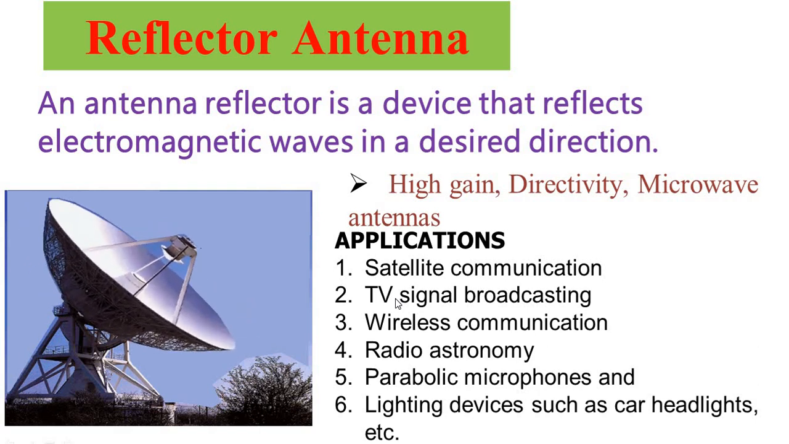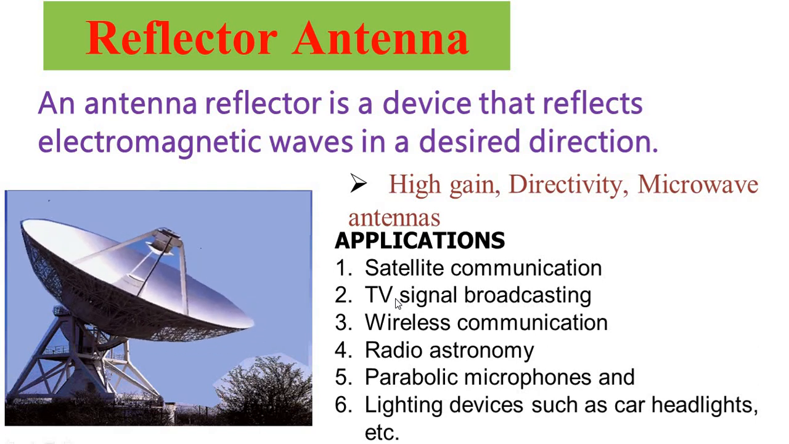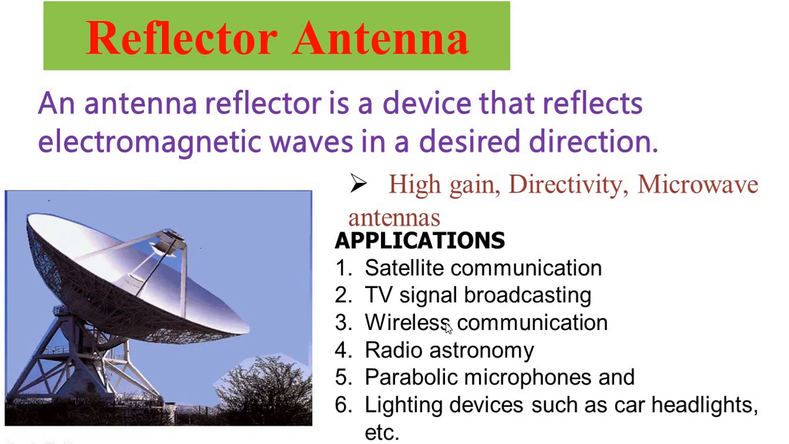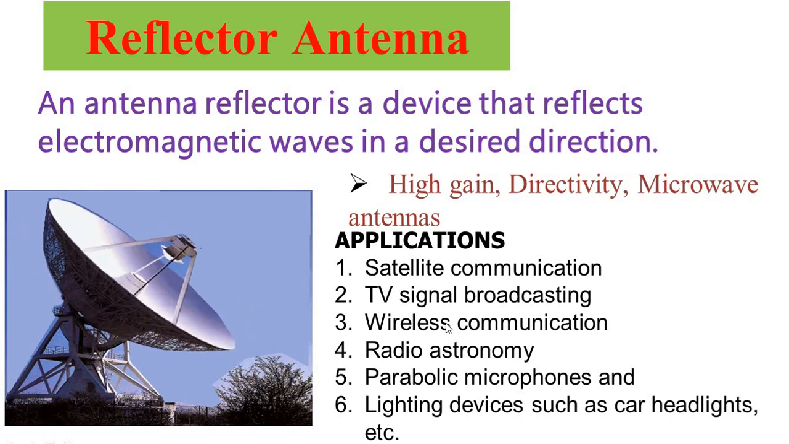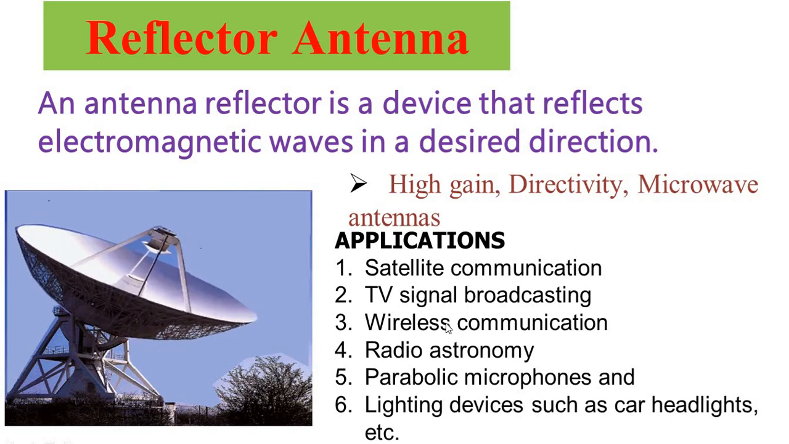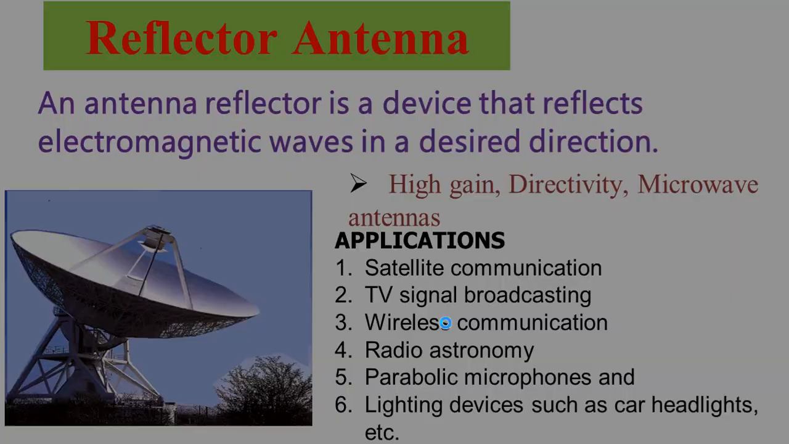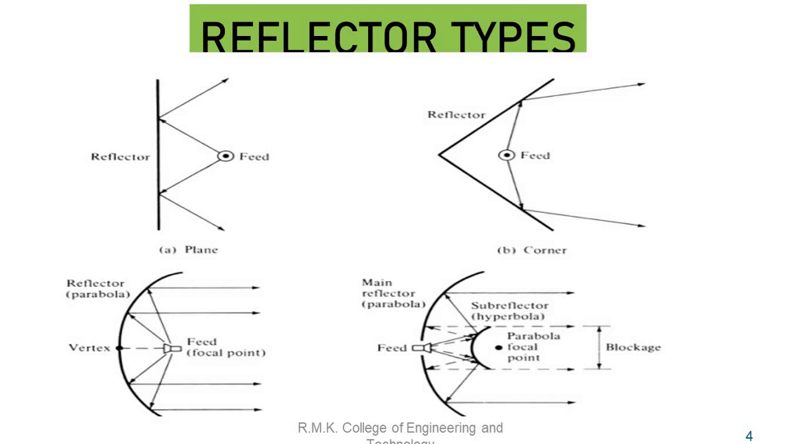The applications of reflector antennas are satellite communications, TV signal broadcasting, wireless communications, radio astronomy, parabolic microphones, and lighting devices such as car headlights, etc. So these are the different applications of reflector antennas. So what are the different types?